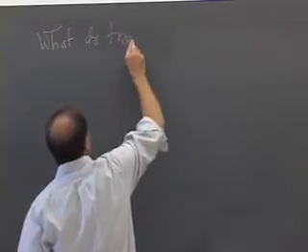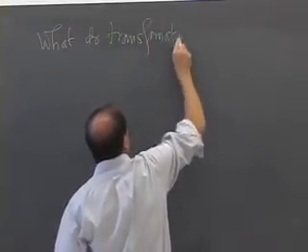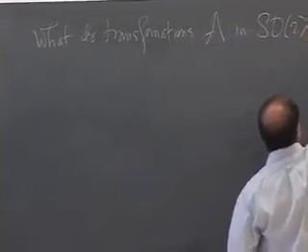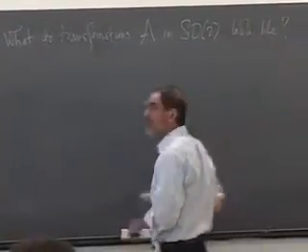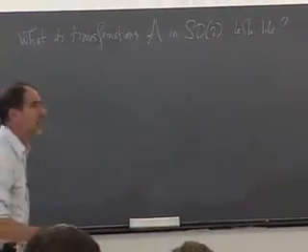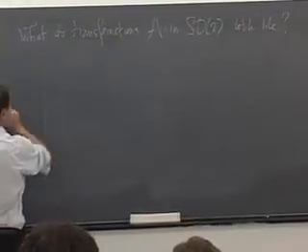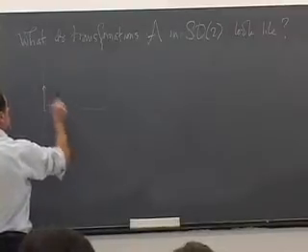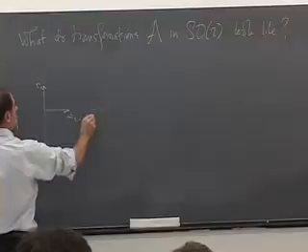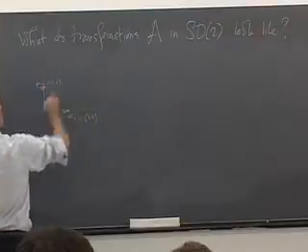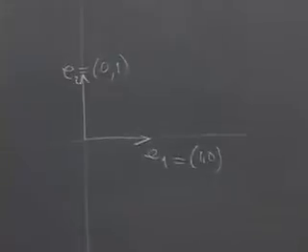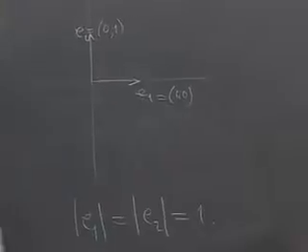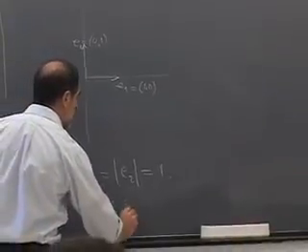What do transformations A in SO2 look like? We're going to do SO2, and then we're going to do its non-trivial coset in O2. Well, here's the plane. It's acting on the plane. The plane has two standard basis vectors. We'll call them e1 and e2. So e1 is the vector (1, 0), and e2 is the vector (0, 1). And they have the property that their lengths are 1 under this inner product, and that the angle between them is 90 degrees, namely they're orthogonal to each other.